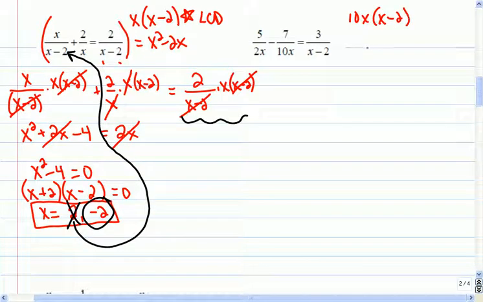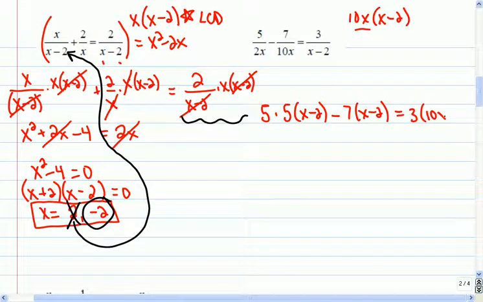Okay, so putting those pieces together, this time I'm going to do it the quick way instead of writing it all out. The first piece, when I multiply by the common factor, I'm going to lose 2x out of it, which means I still have a 5. So it'll be 5 times x minus 2. That's what's left over after I simplify. Then the next term, the x minus 2 is gone. It'll be 10x that's left over there. So this time I get 25x minus 50 minus 7x plus 14 equals 30x.